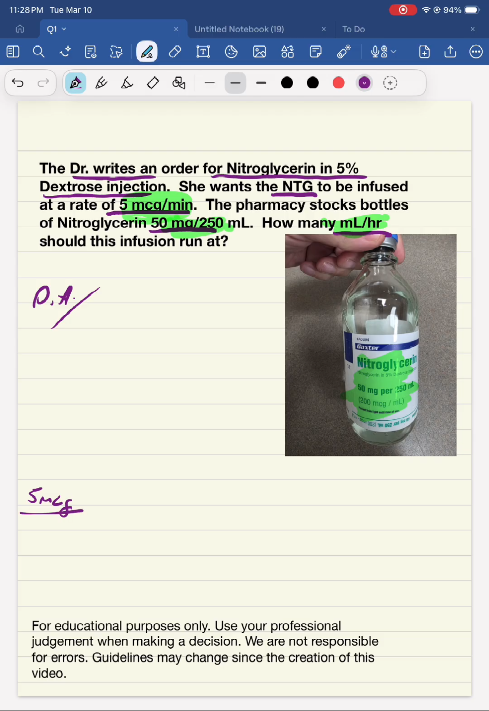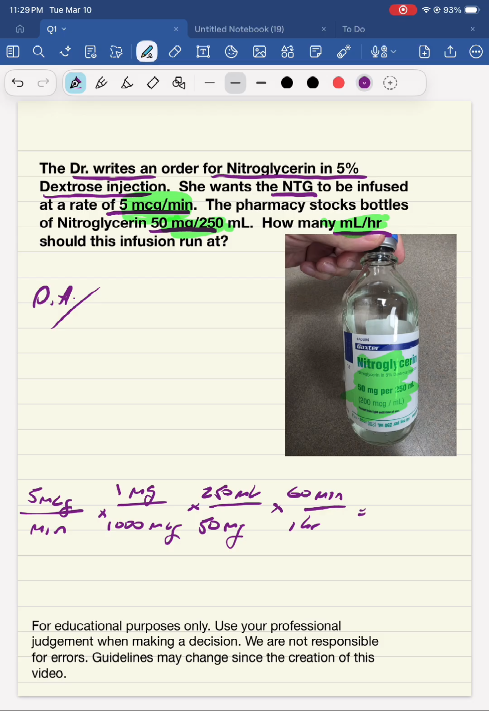So 5 micrograms per minute. We'll set up the dimensional analysis times. And we know that 1,000 micrograms is equal to 1 milligram because the bottle is 50 milligrams. So we're going to convert the dose from micrograms to milligrams. And we have 50 milligrams per 250 ml. So take a look, when I set up the ratio, we're doing opposites on the units. And then we're also going to multiply 60 minutes per 1 hour because remember, the answer has to be ml per hour. So this is how I set it up.